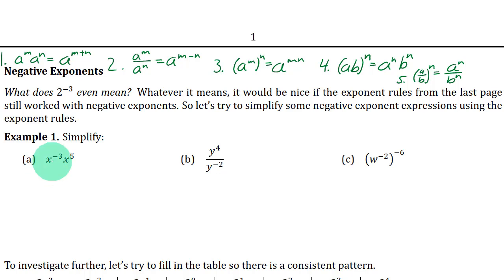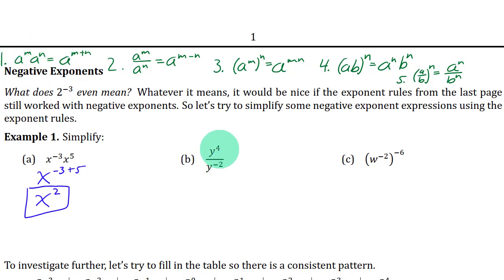And because this is x to a power times x to a power, they have the same base of x, you can use rule number 1 here. So this is going to become x to the power negative 3 plus 5. And negative 3 plus 5 is 2. So this should be x to the power 2 using that exponent rule number 1 here.